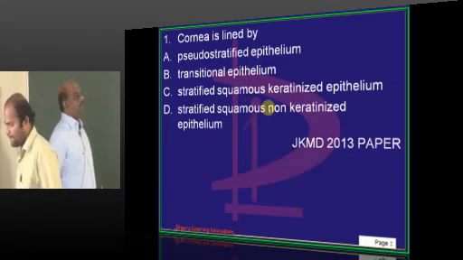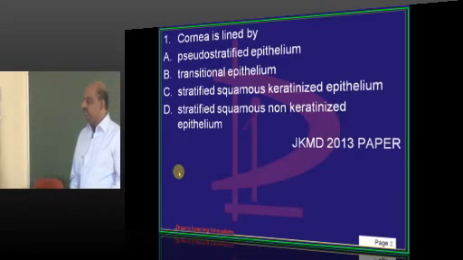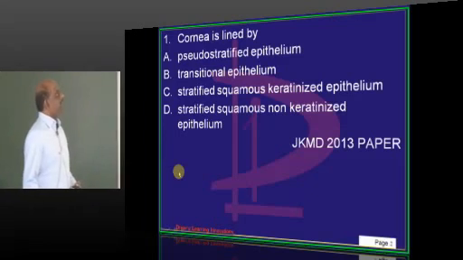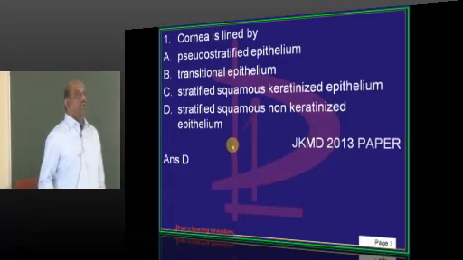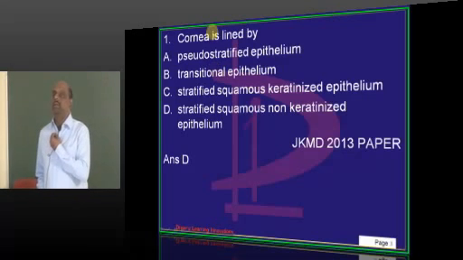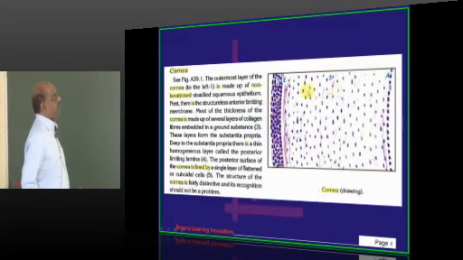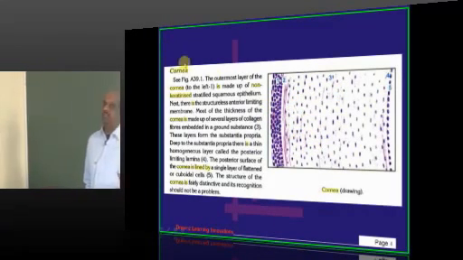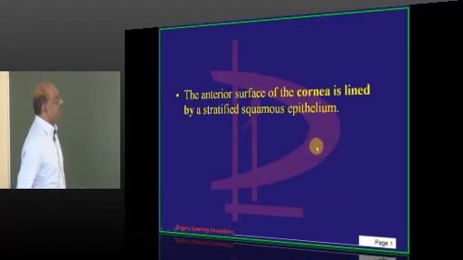So doctor, the cornea is lined by... So this is a very well placed question. It is the stratified squamous non-keratinized epithelium which covers the cornea. Few tissues are stratified squamous keratinized and few are non-keratinized, as all of you know very well.